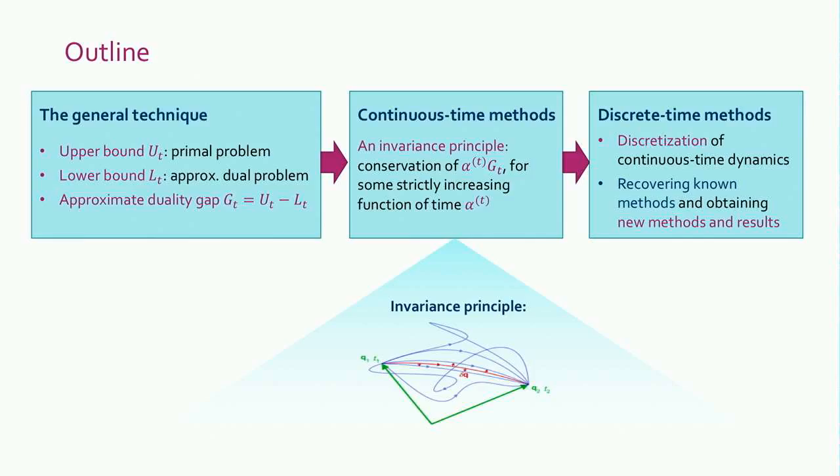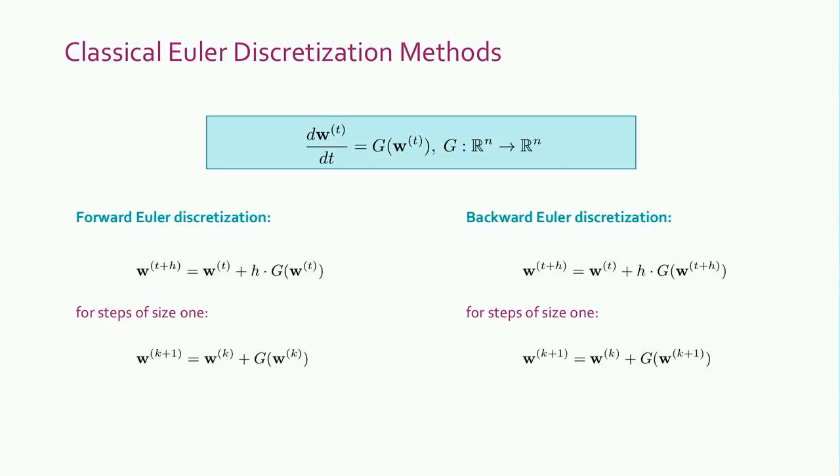So we've seen continuous time methods. Let's see how to actually get something that's implementable, because if we want to implement an algorithm, we need a discrete time algorithm. Okay. So let's first do a quick review of basic discretization methods, known as Euler discretization methods.